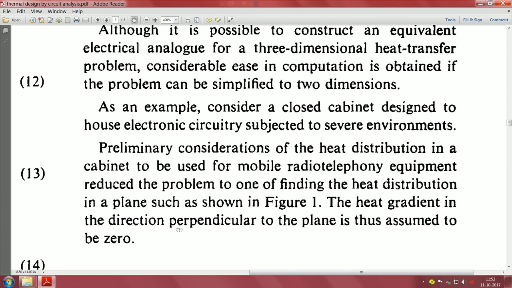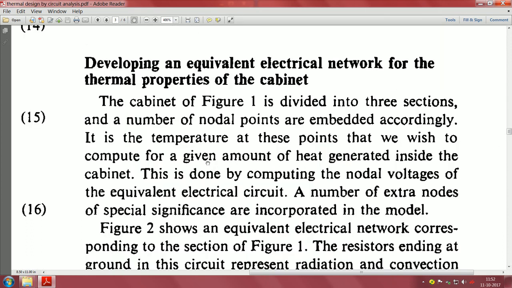They said the heat gradient in the direction perpendicular to the plane is assumed to be 0. It is not a very good approximation.